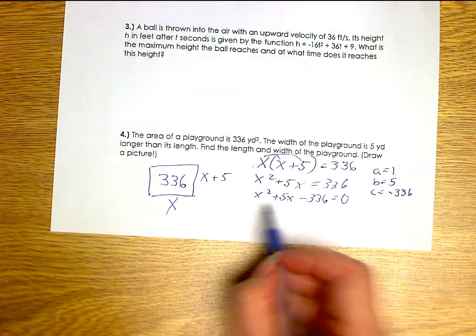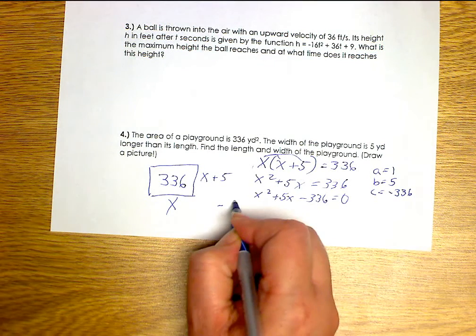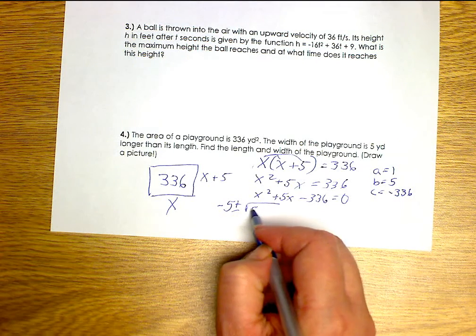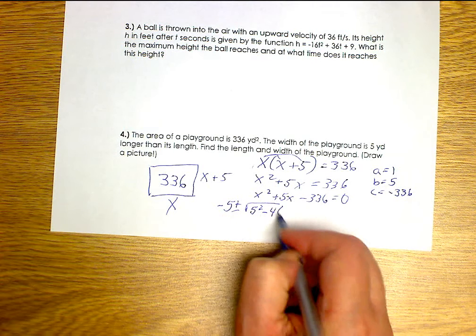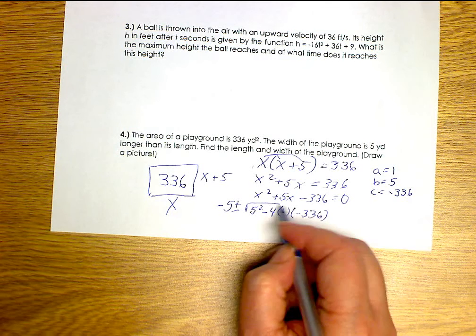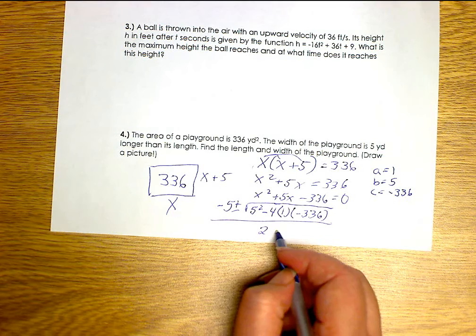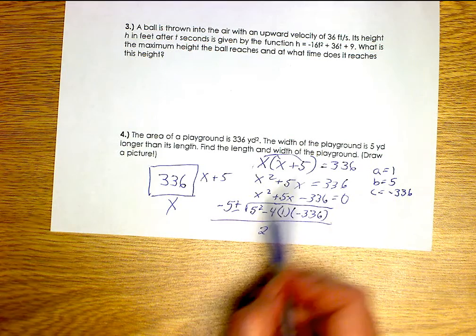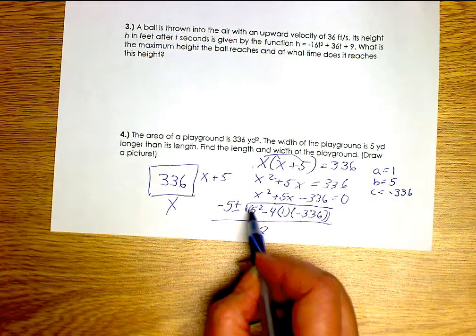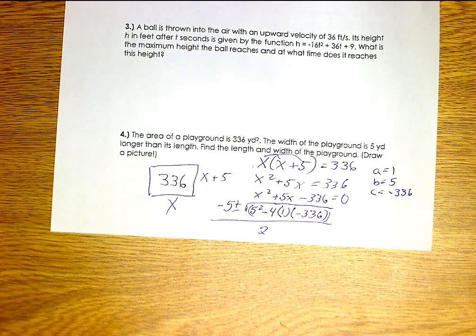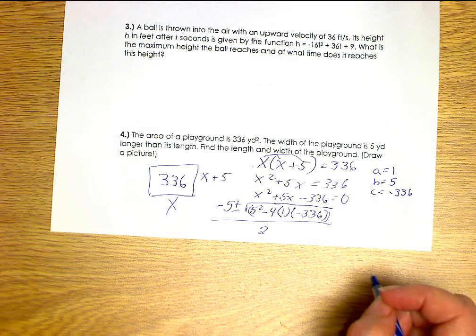The quadratic states negative b, so negative 5, plus or minus the square root of b squared, so 5 squared, minus 4a, which is your 1, and c is negative 336, all over 2a, so all over 2 times 1, which is 2. So in your calculator, first find out what this is. So 5 squared minus 4 times my negative 336. Did you all get 1,369?